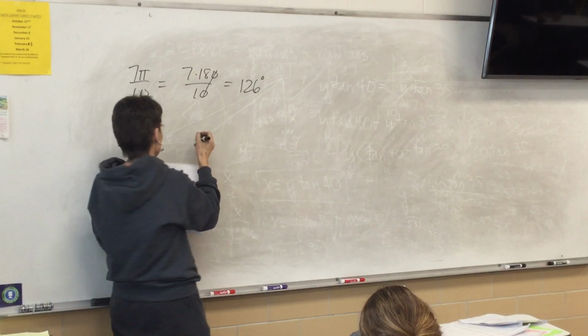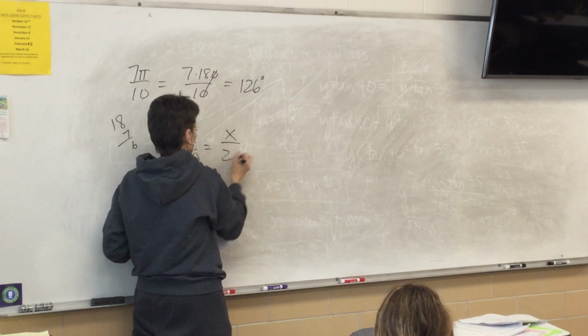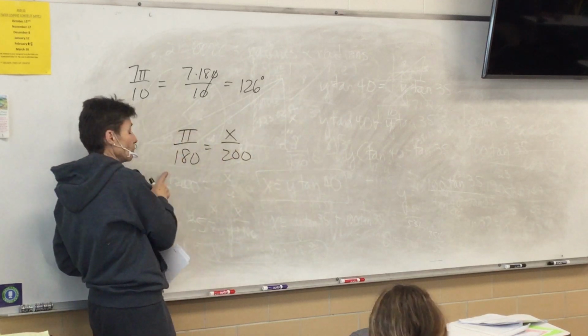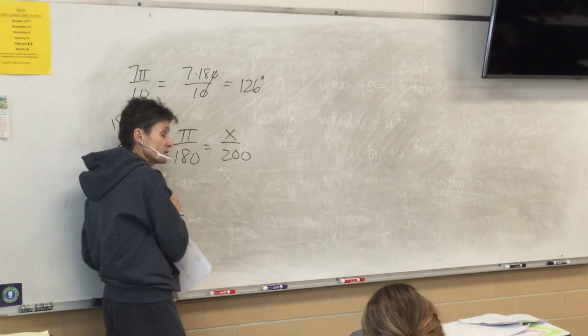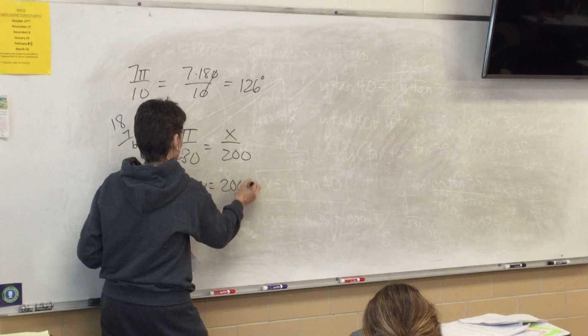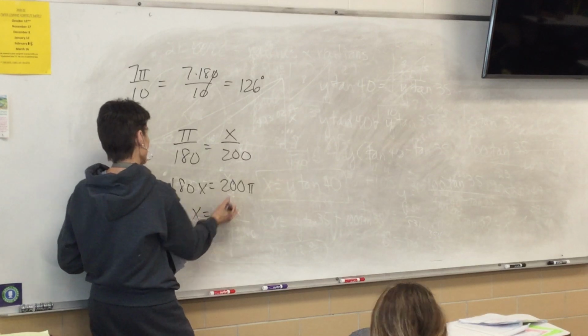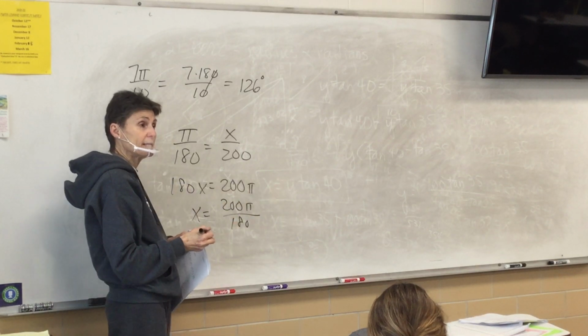Now, changing into radians is not as easy. To change this into radians, we set up a proportion, right? So pi over 180 never changes, and then x over 200 in this problem. So 180x equals 200 pi, and x is 200 pi over 180.